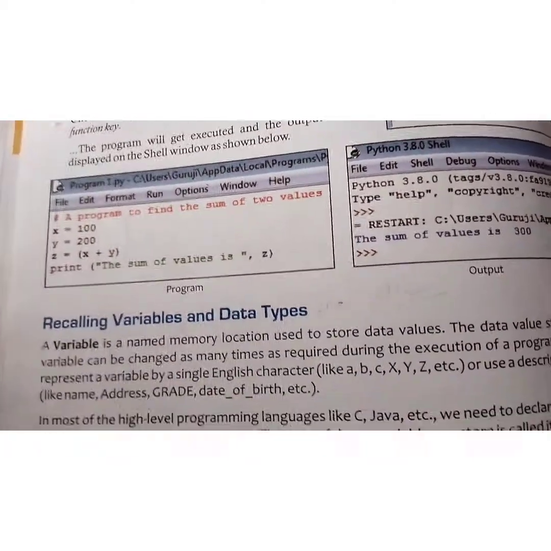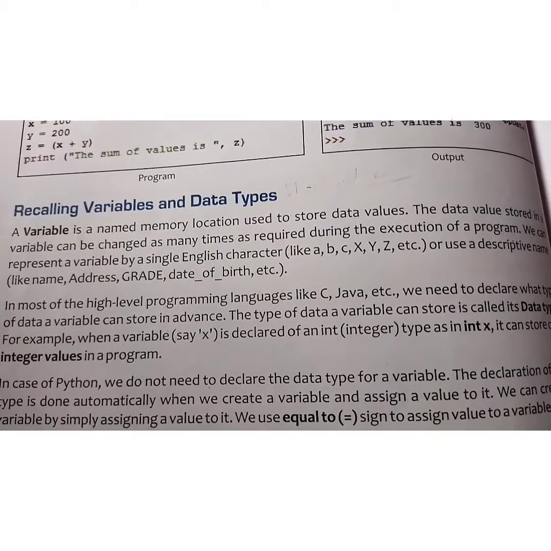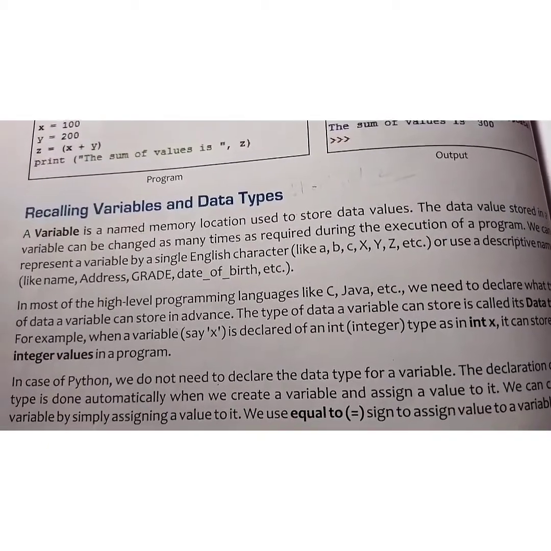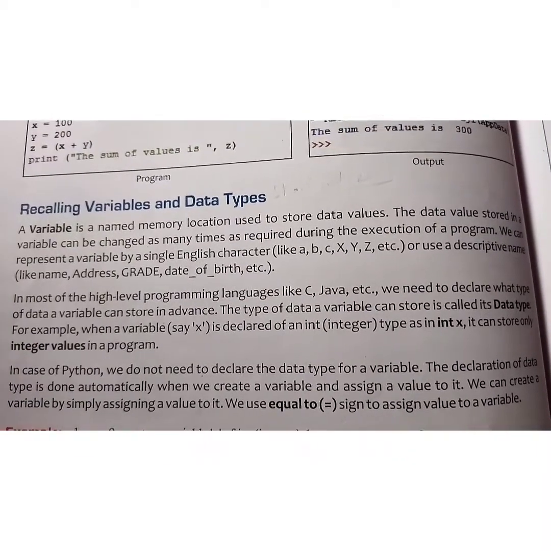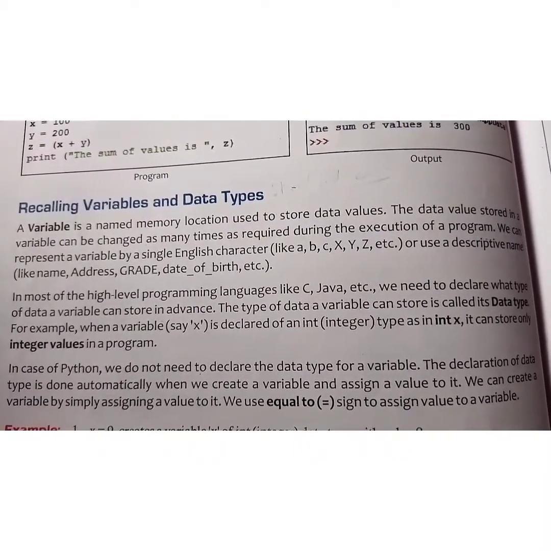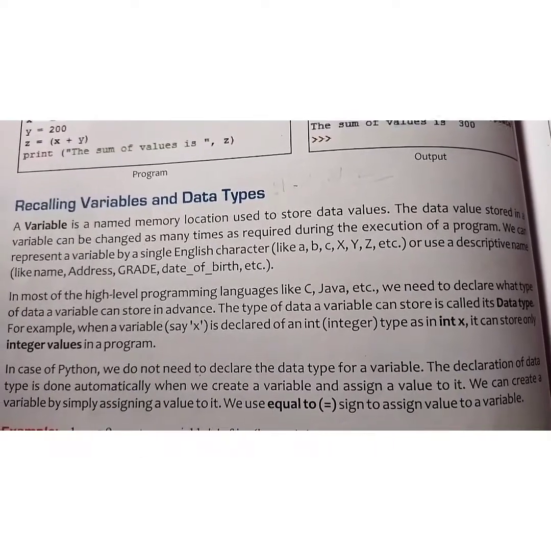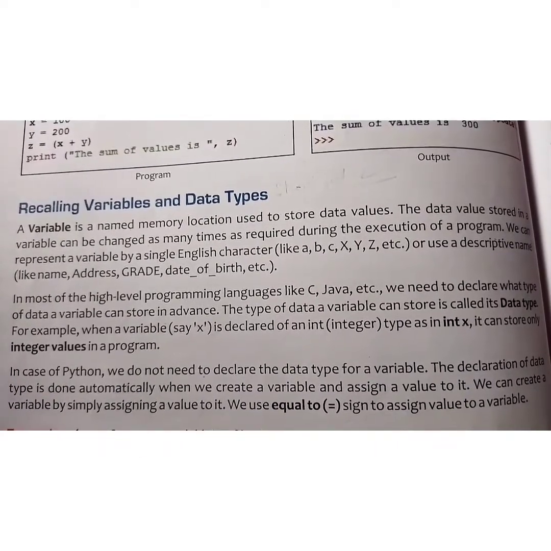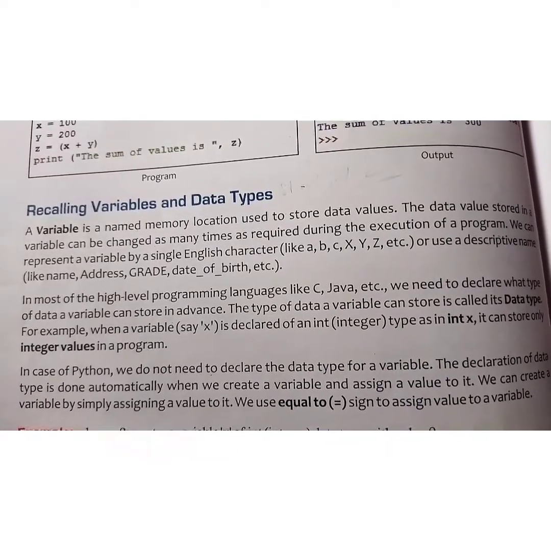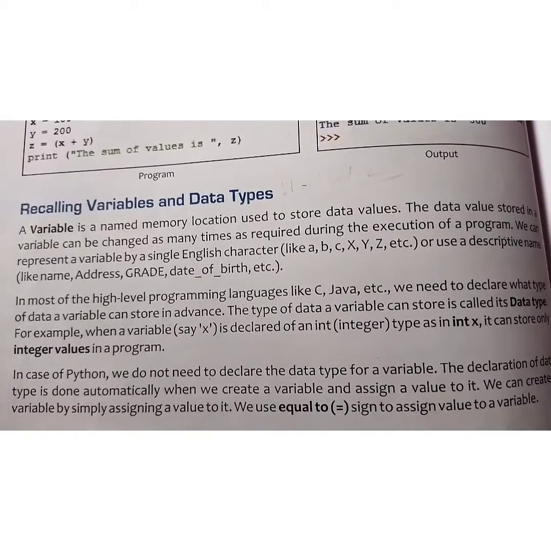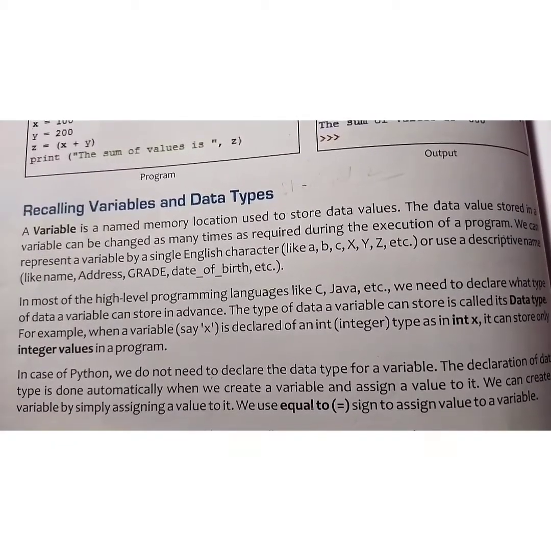Now next is recalling variables and data types. So what is a variable? A variable is a named memory location used to store data values. The data value stored in a variable can be changed as many times as required during the execution of a program. We can represent a variable by a single English character like A, B, C, X, Y, Z, etc. So that is a variable's name. Or we can use a descriptive name like name, address, grade, date of birth, etc.